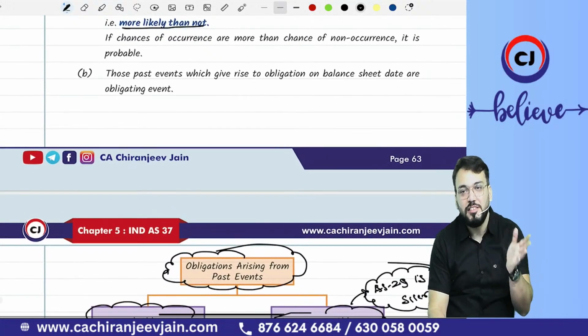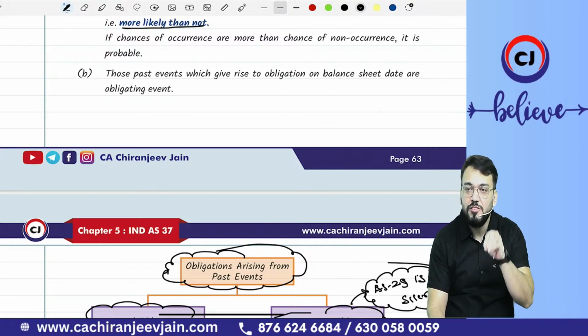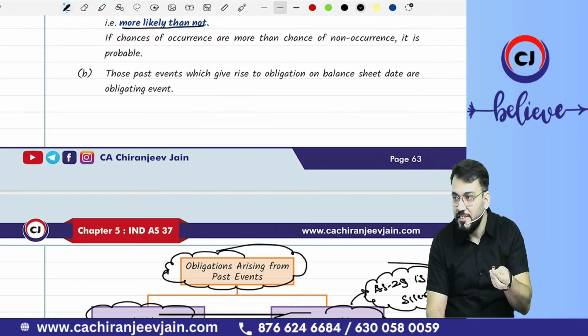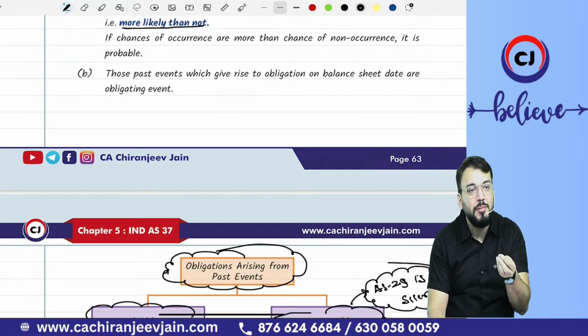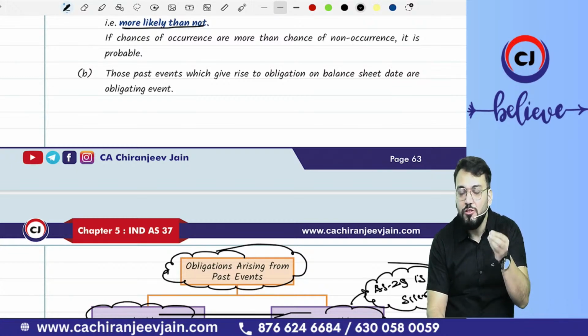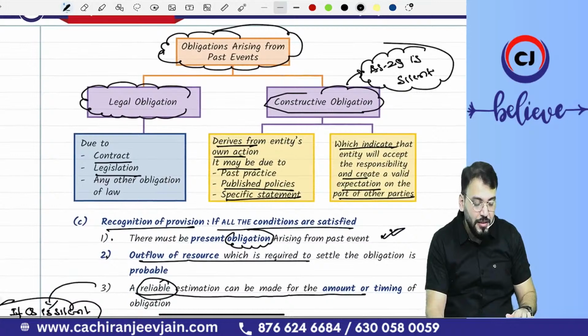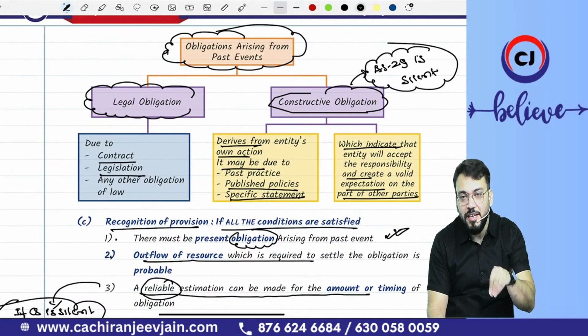Can I say all the past events do not give rise to obligation on balance sheet date? Correct? Means only those past events which give rise to obligation on balance sheet date will be considered, and that past event will be considered as obligating event. Means for this chapter we need to first find out the obligating event. Obligating events are those events which give rise to obligation on reporting date. Correct? Then we have understood that obligations for this chapter are of two types. One is legal obligation, one is constructive obligation. Both need to be considered.